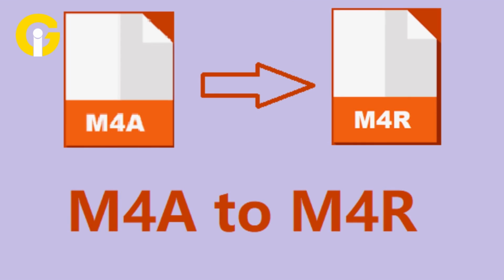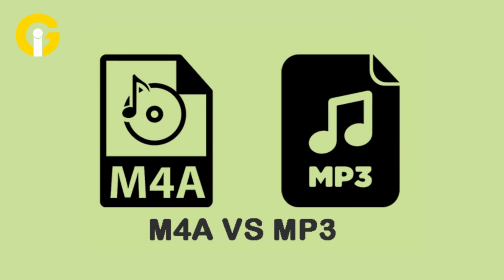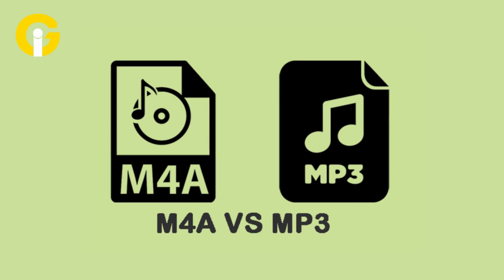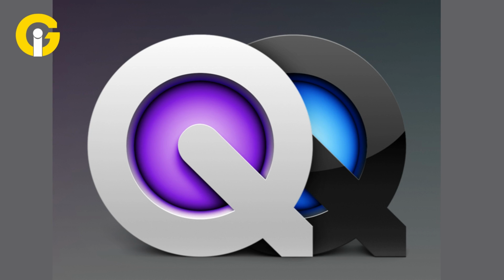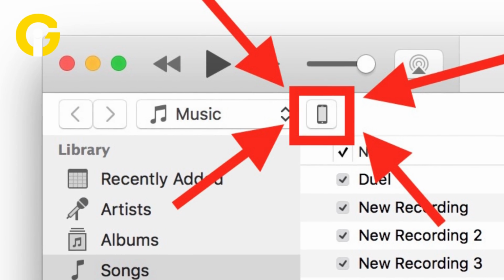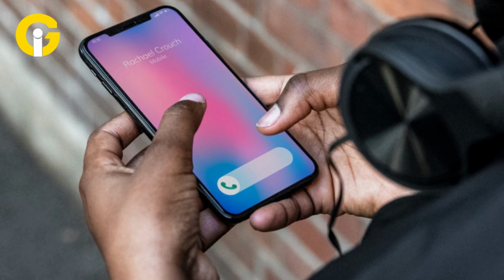If the extension is .m4a, change it to .m4r for a ringtone. If it's .mp3, convert it to .m4a using QuickTime Player before renaming it to .m4r. And lastly, transfer the .m4r file to an iPhone and set it as a custom ringtone for specific contacts.